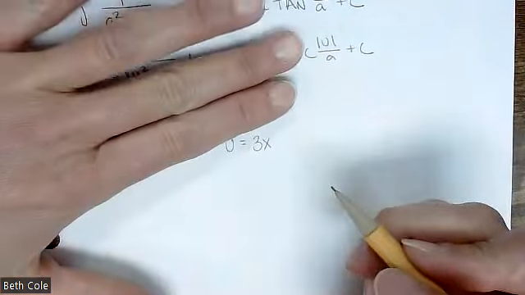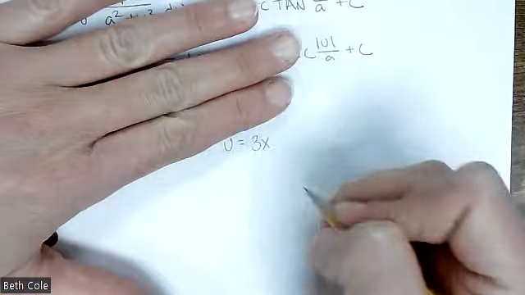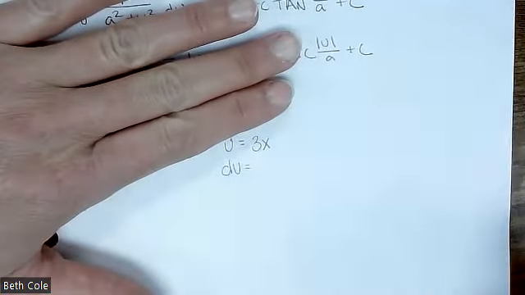All right, now I'm going to cover all this up, and we're going to do the exact same thing you did on your quiz review. U is 3x, so what's du?